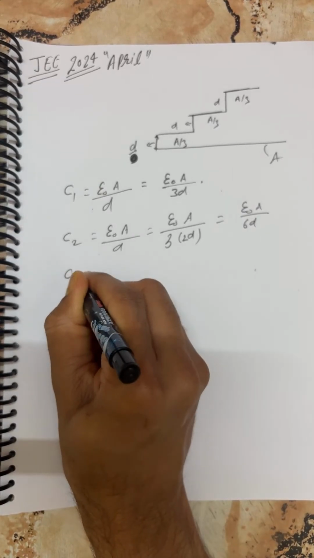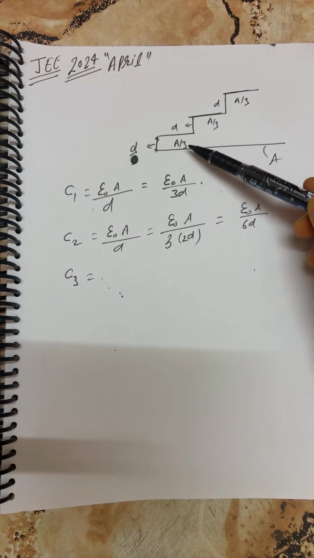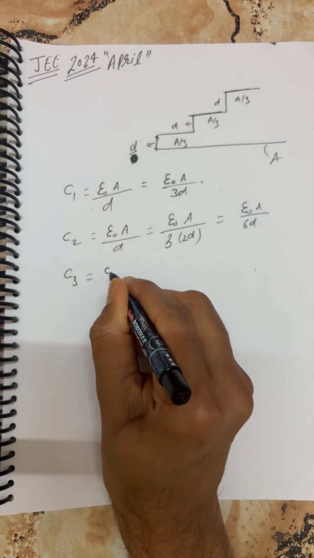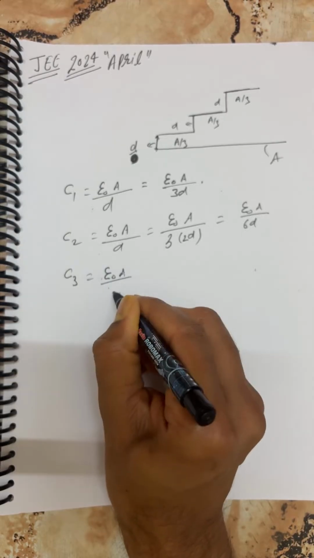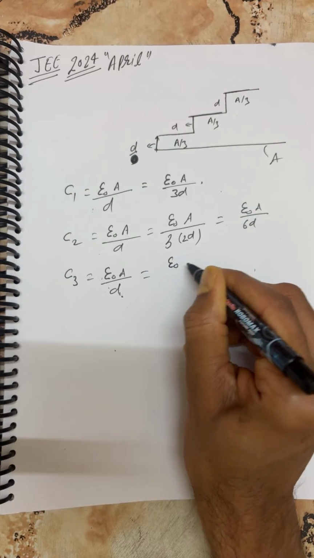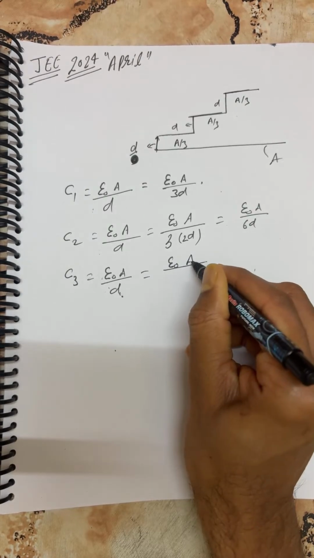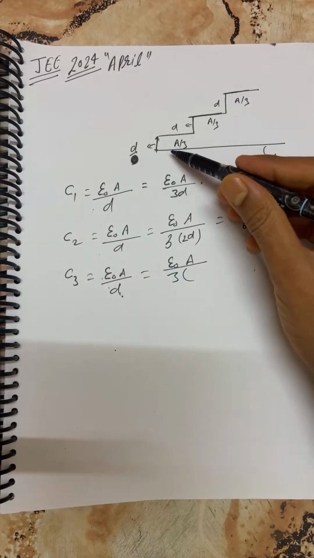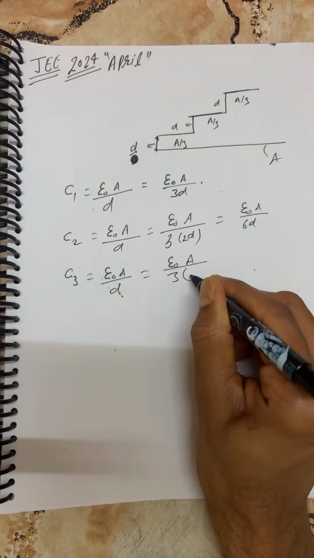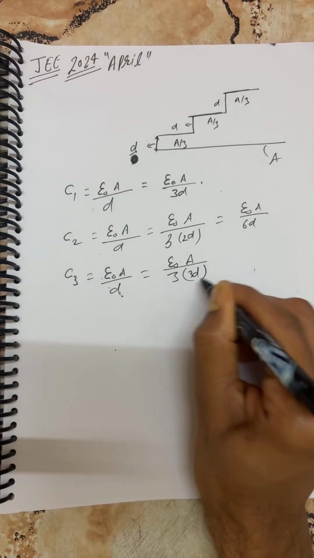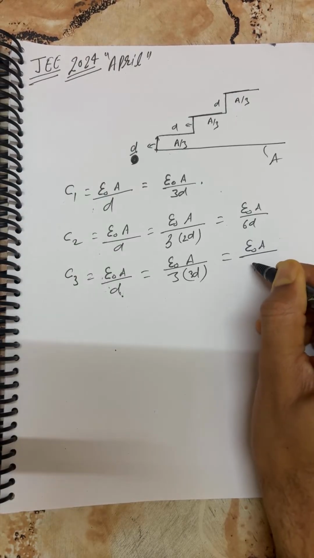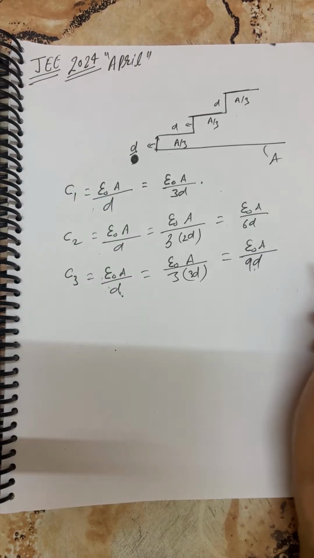Now students, you can find C3 here. This is C1, this is C2, this is C3. So the formula for capacitance remains the same, epsilon naught into A by D. Now students, this is epsilon naught A, and this remains A by 3. What is D? D plus D plus D, 3D here. So you can write finally epsilon naught into A by 9D.